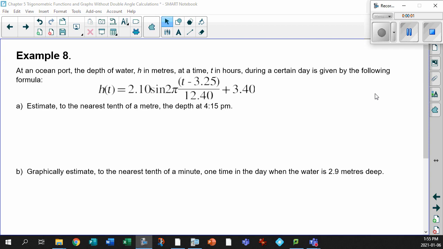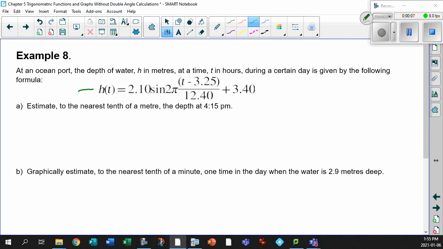You like the last one so much, why don't we do another one? Here we go, another ocean port. Oh my goodness, we got another tidal thing here. Yes, the tides, the depth of the water in meters at a certain time. But look at this formula. This is just revolting, isn't it? Yeah, I know, I agree. But so what? Not every port in the world is going to follow the same simple formula.